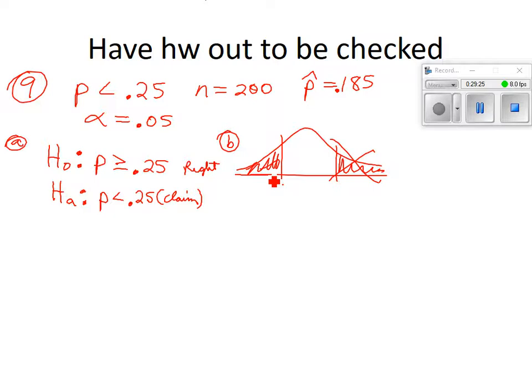0.05 is right in between. That's the one that's right in between, isn't it? Negative 1.64 and negative 1.65. So I'm going to put negative 1.645. That's our critical value.